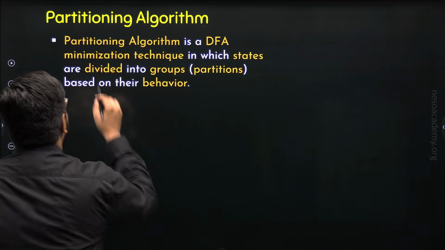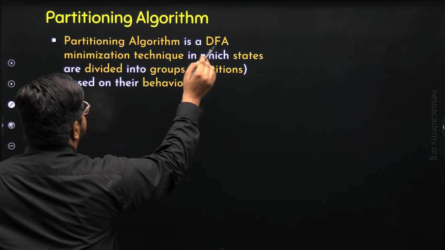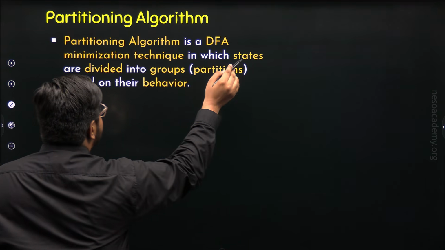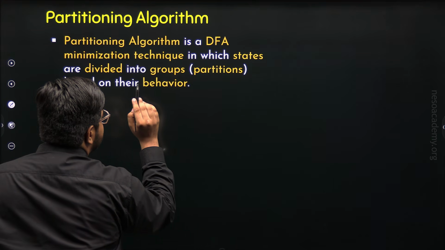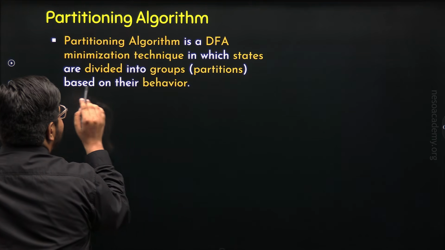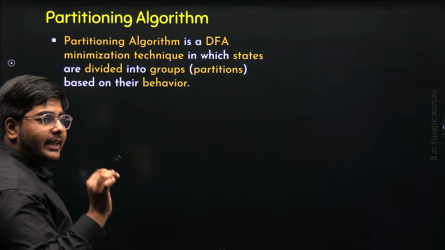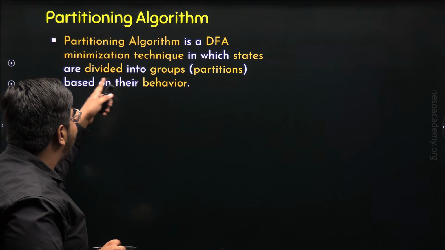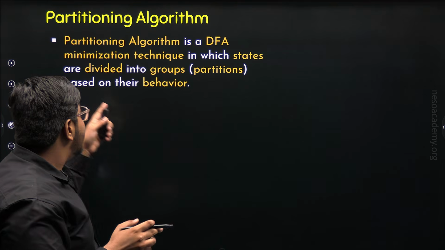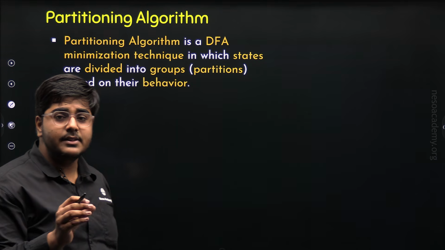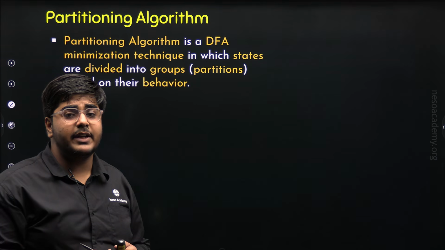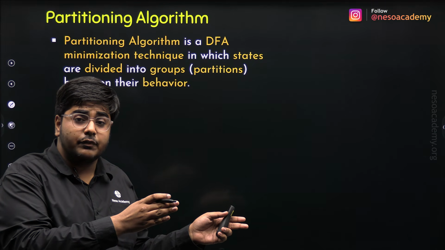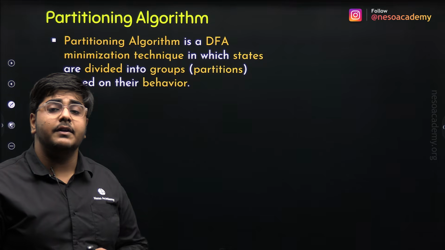Let's get started. Partitioning algorithm is a DFA minimization technique which you already know, in which states are divided into groups or partitions based on their behavior. So in partitioning algorithm, the states of the original DFA are divided into multiple partitions based on their behavior. That means if the states are having the same kind of behavior, we will place them in one partition. But if they are having different kinds of behavior, we will separate them into different partitions.